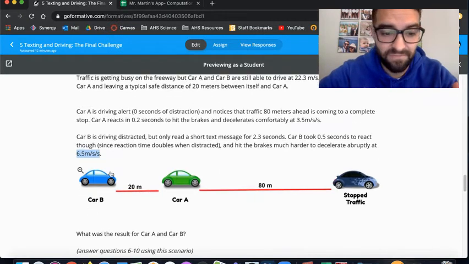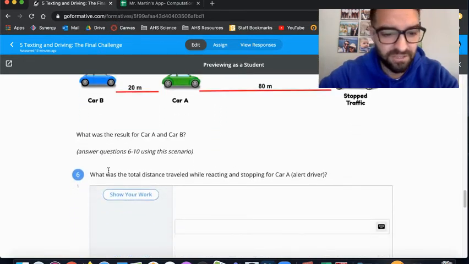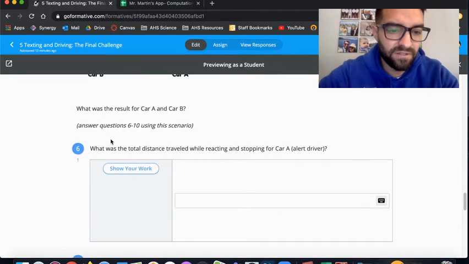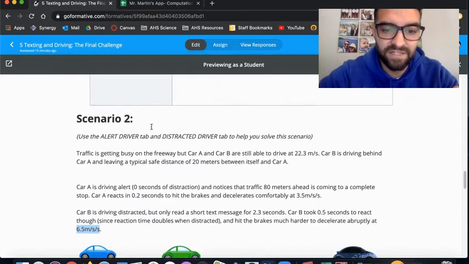So that's the scenario. Brakes abruptly, brakes calmly, going the same velocity down the freeway. And one thing to keep in mind is the total distance is going to be a little bit different for each vehicle. Okay, car A has 80 meters, but car B is a little bit behind car A. So you've got to think about the total distance for car B when you're answering these questions. Use this scenario to answer questions 6 through 10 and fill it in to your tab.